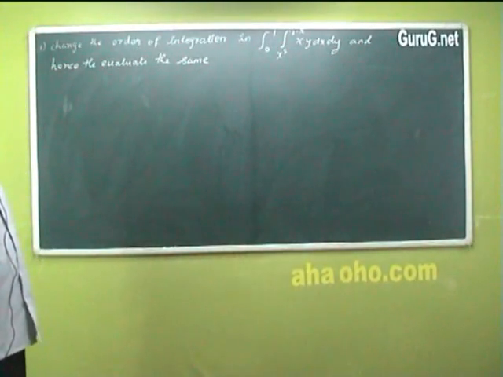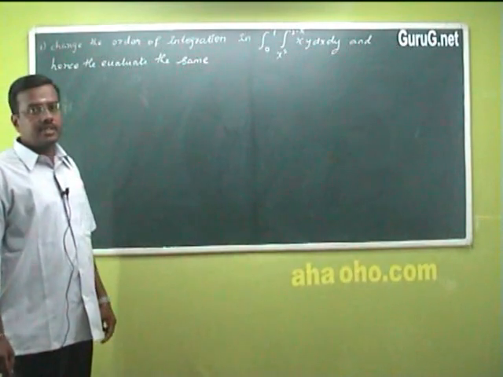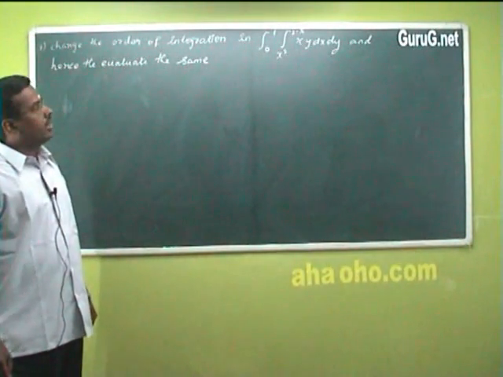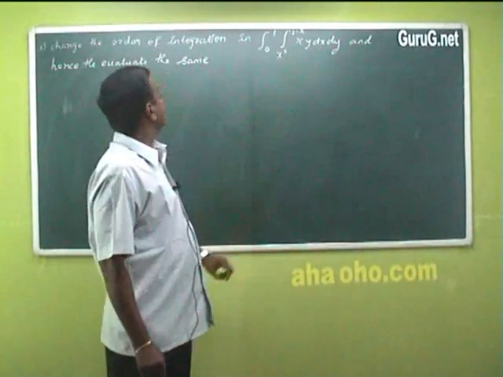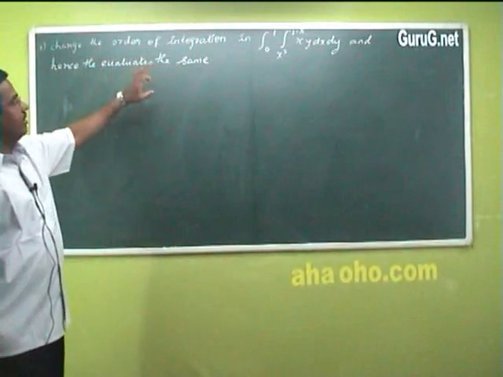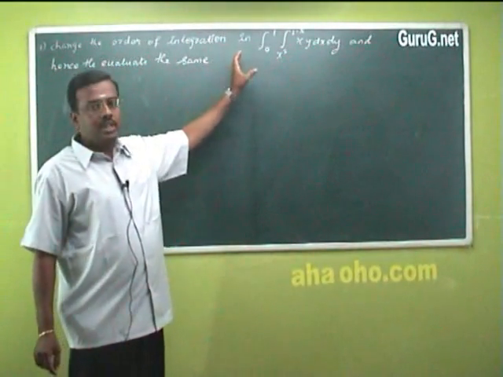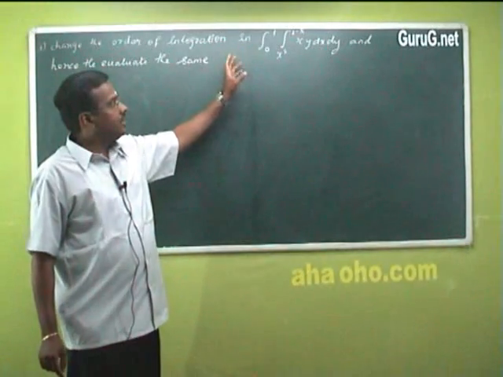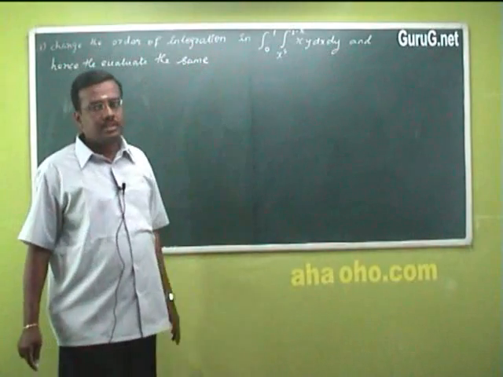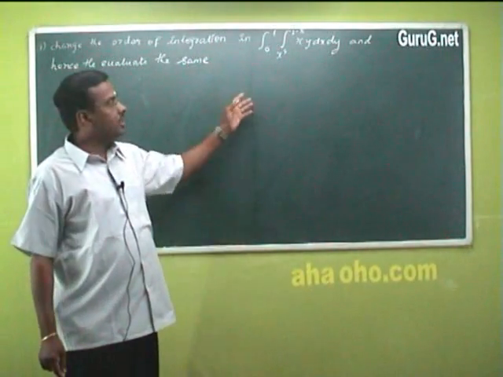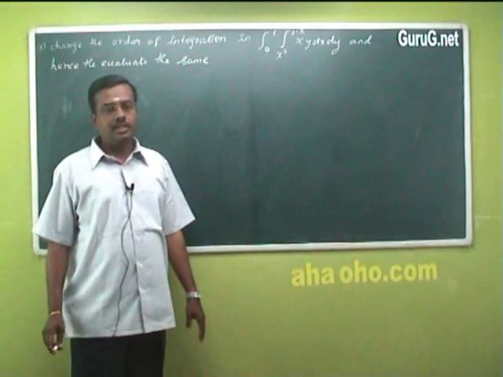The problem is: change the order of integration in the integral from 0 to 1, integral from x square to 2 minus x, xy dx dy, and hence evaluate the same. The first step is we are going to change the order of integration. Then the second step, we are going to evaluate this integral by using the idea of evaluation of double integrals in Cartesian coordinates.